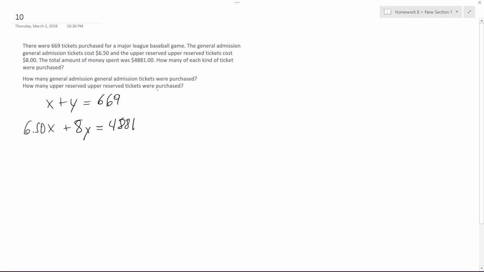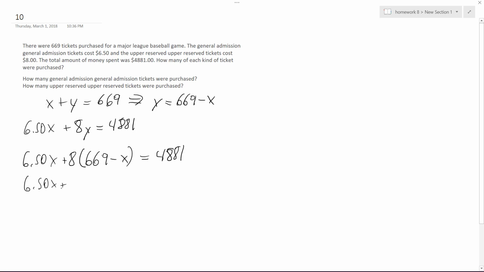Now what we'll do is substitute. I'm going to take this over here and do Y is equal to 669 minus X. So we'll sub that in: 650X plus 8, and then here's where we substitute, 669 minus X, equals $4,881.